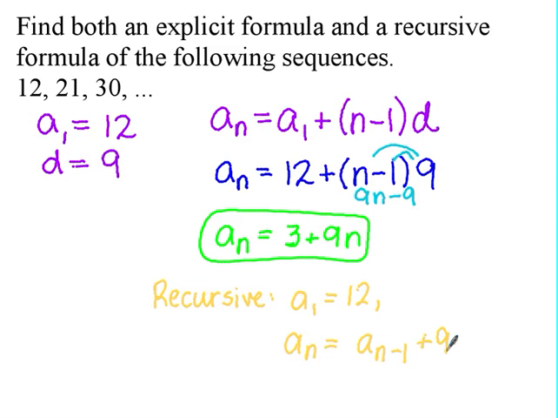Okay, so if you would be subtracting, you would put like minus or something, and that's a recursive formula for that. So always have the first term, and then you always have your relationship between a sub n and a sub n minus 1. Questions?